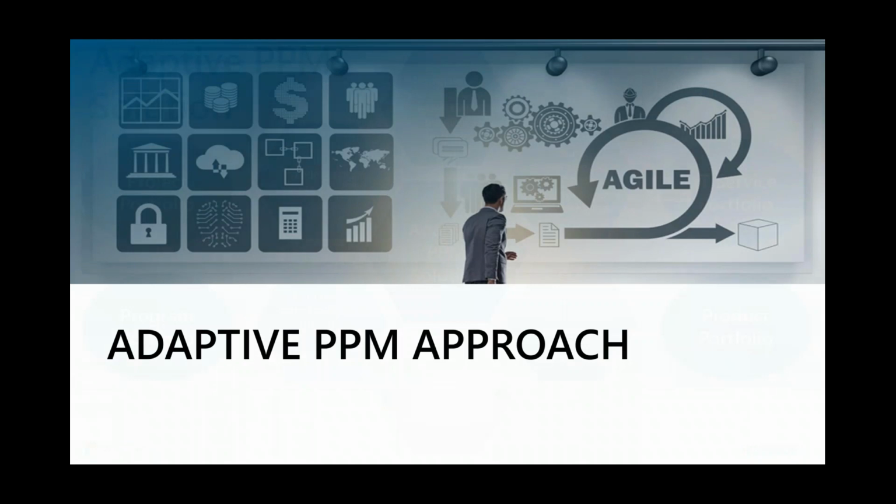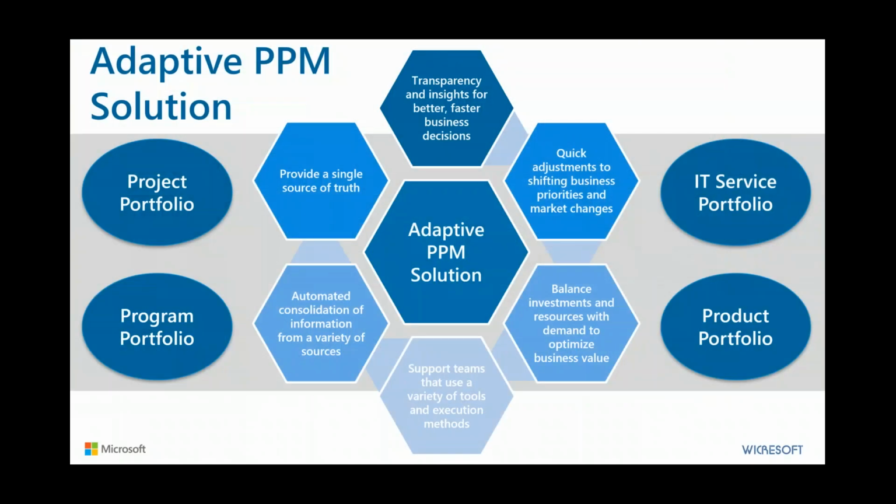So from an adaptive PPM approach, it really is about, as Gartner describes it, there's all kinds of portfolios of work and other things that go on within an organization. I've just identified 4 here. There's a project portfolio, there's a program portfolio, there's an IT service portfolio, there's product portfolios, there's application portfolios, there's all kinds of portfolios being managed that all generate and spawn off work and require investment and the leveraging of resources within organizations. The key is, how do we provide transparency into that, provide a single source of truth, and allow teams the flexibility to use the tools and methods that are most conducive to the type of work that they're doing.